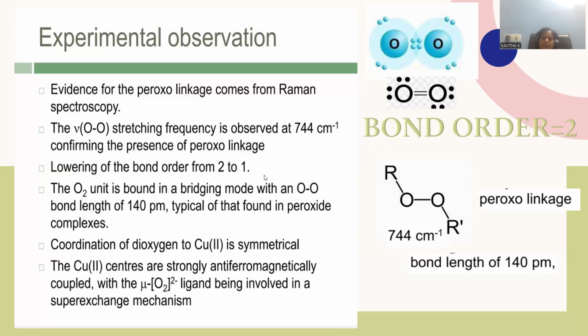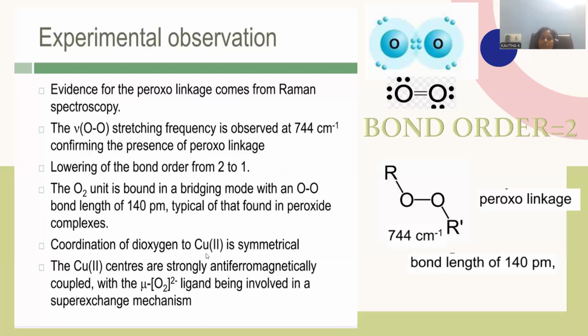The peroxy bond order will be 1 only. The 2 atoms are bonded with only a single bond. The oxygen unit is bound in the bridging mode with an oxygen-oxygen bond length of 140 picometers. The bond length is approximately lower, and 140 picometers is measured between the two oxygens bonded between the two copper metals, right? That is very typical of peroxy complexes. It is a very typical linkage you can notice, only 140 picometers.